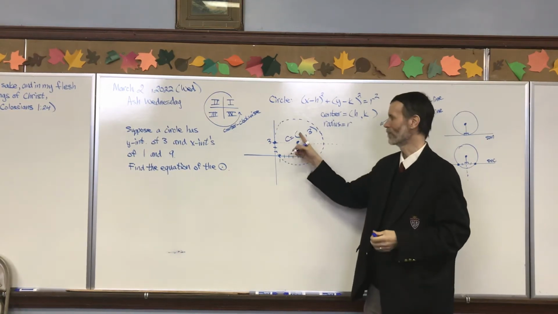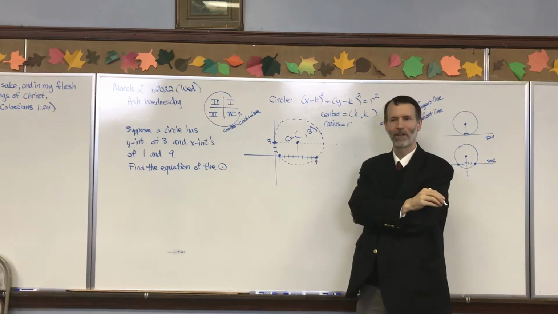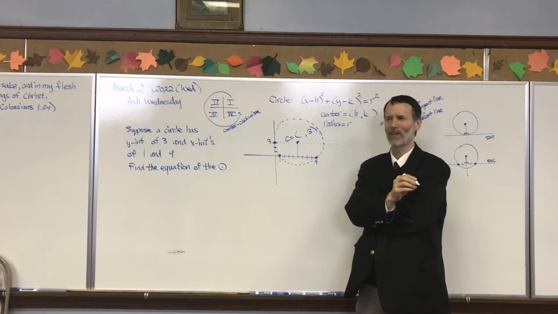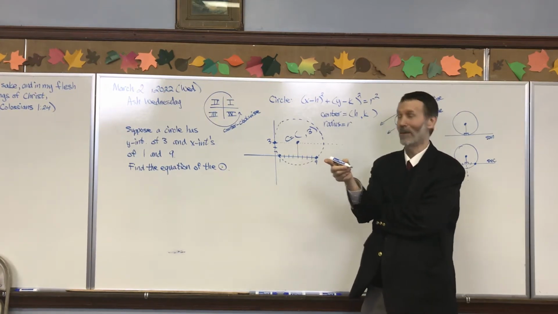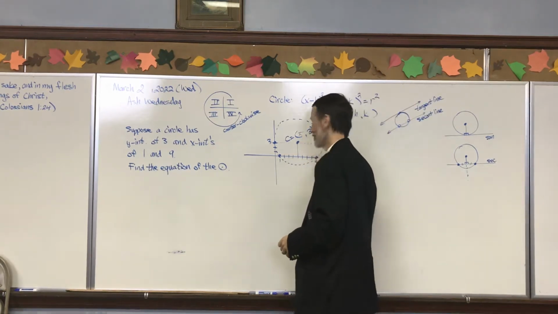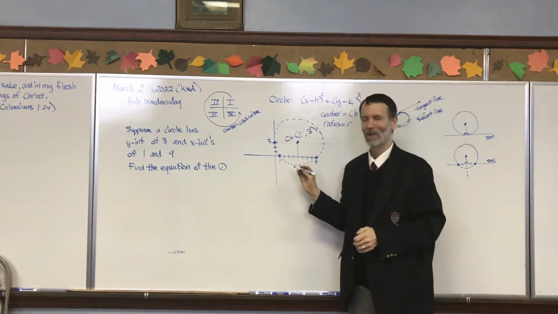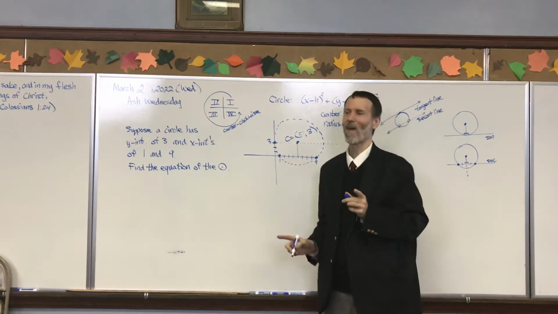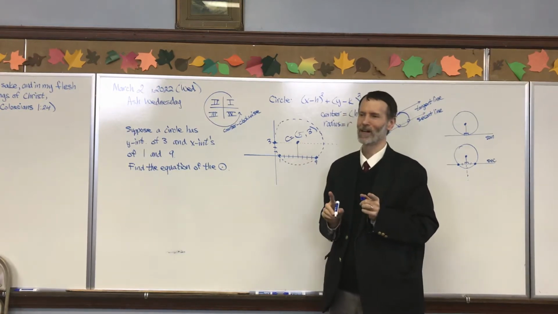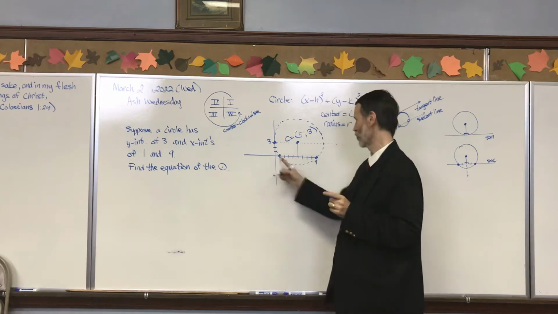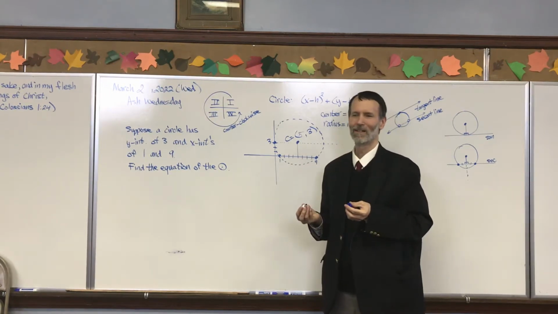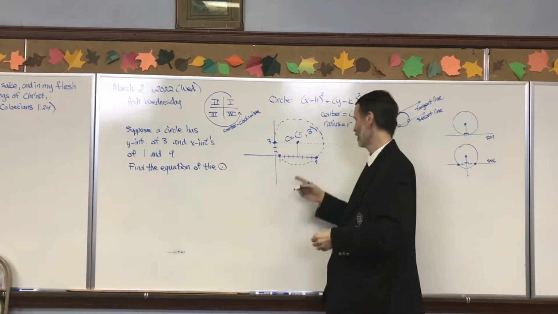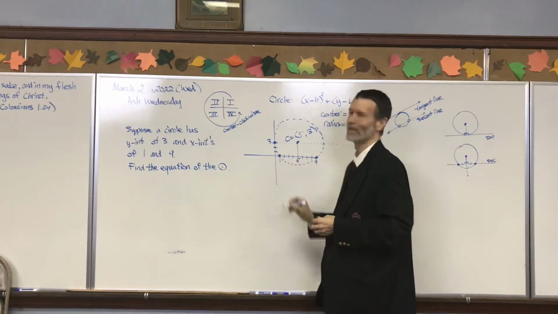Can somebody give me the first number of the center? Take a wild guess. Say it. 5. How'd you get 5? What are you counting for? What are you looking for? Here's 1, here's 9. Where'd you get 5? Like the number between them. It's exactly halfway between. It's the average.